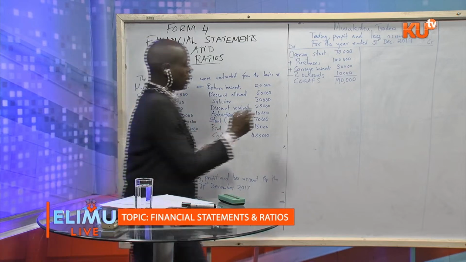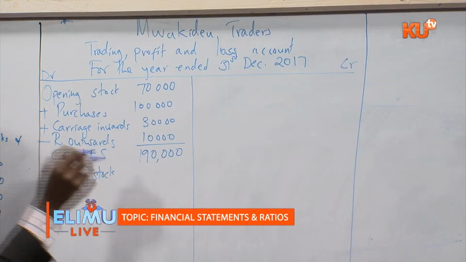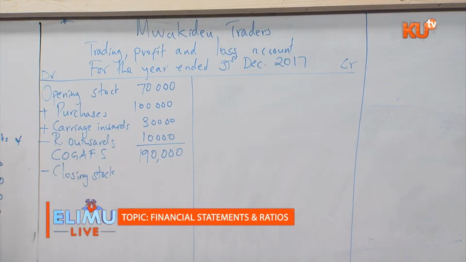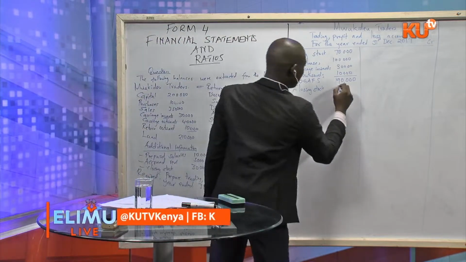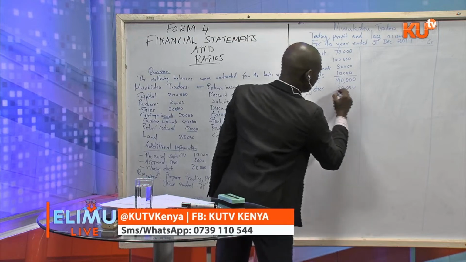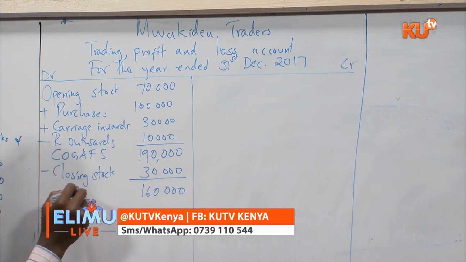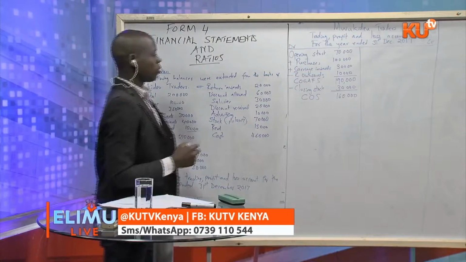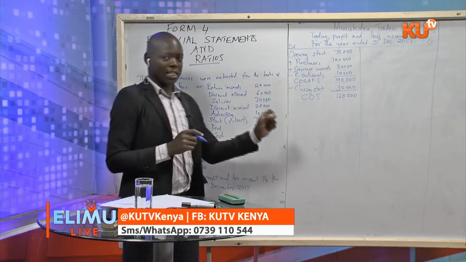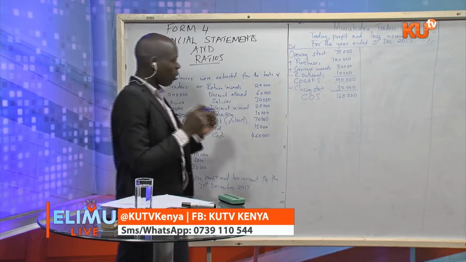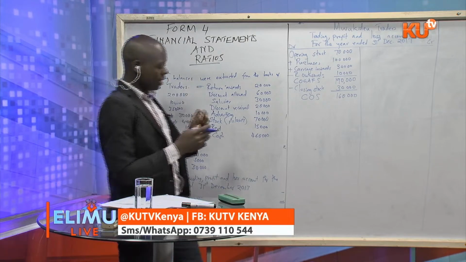Then we subtract closing stock. The figure for the closing stock is given in the additional information as 30,000. So we subtract 30,000 to obtain 160,000. And this figure, we call it cost of sale. At that stage, you move to the right-hand side, to the credit side, and now record the entries. And the credit side has only 2 entries that we need to make. One is the entry for sale.